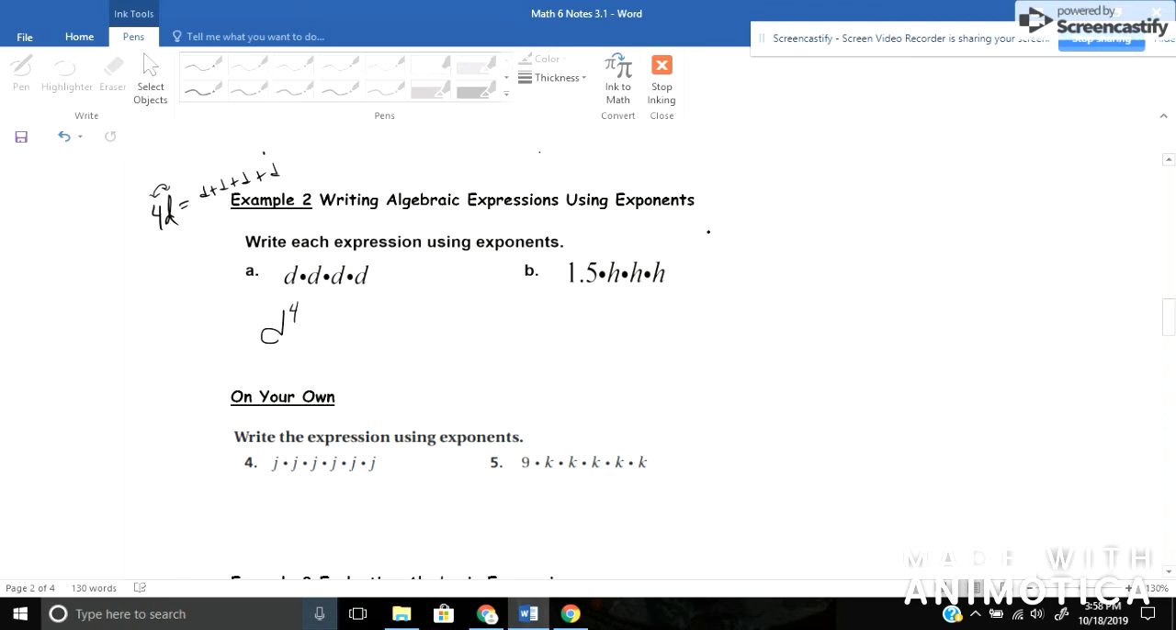In the next one, I've got 1.5 times h times h times h. Okay, well, 1.5 times h I can just write as 1.5 and h right next to each other. If you remember, this implies multiplication. And how many times am I multiplying h? Well, there are 3 of them here. So 1.5h to the 3rd power. All right, go ahead and pause the video and try 4 and 5 on your own.